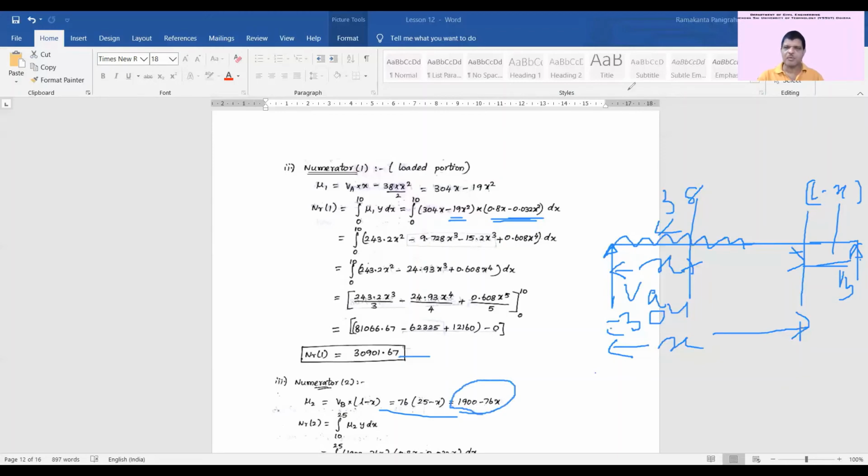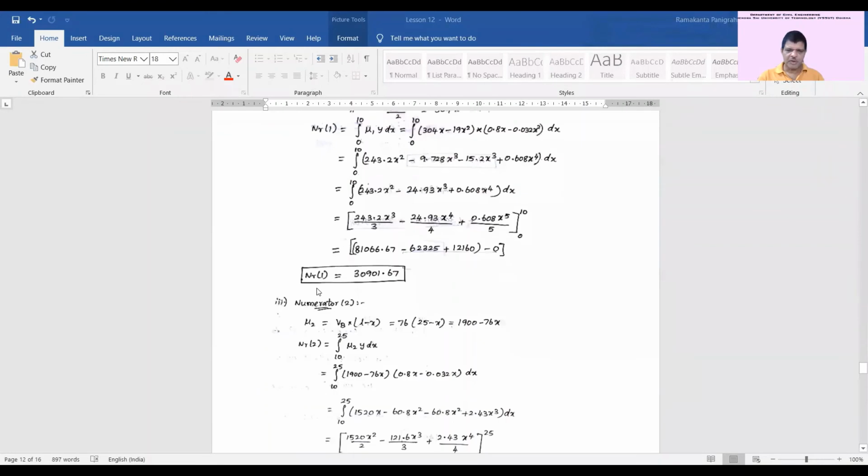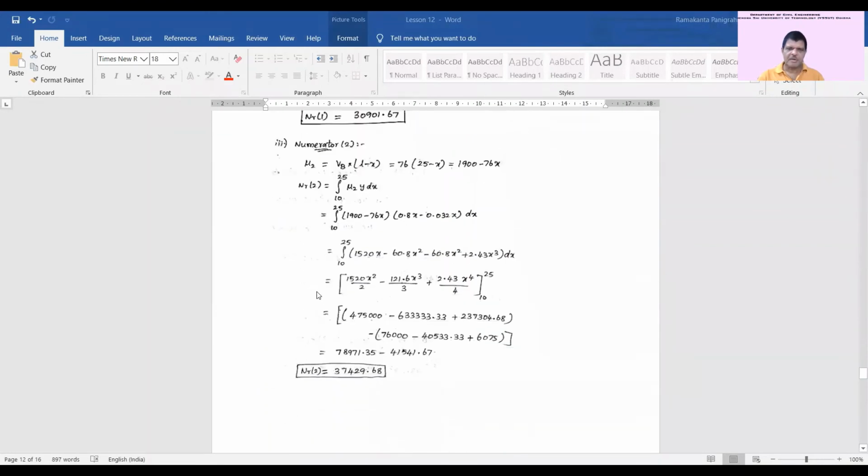Now with this we have to put the value of y, with dx. Y you have already calculated, this y value. Now do the integrations. Put the lower and upper limit values from 10 to 25, and you get the value of M equal to 37429.68. So here he has taken VB.